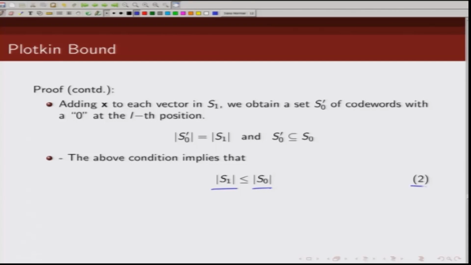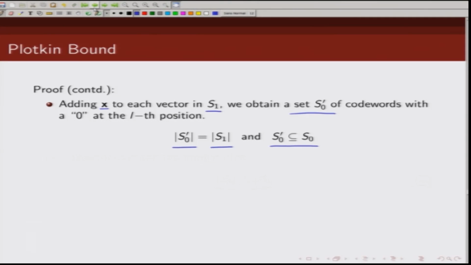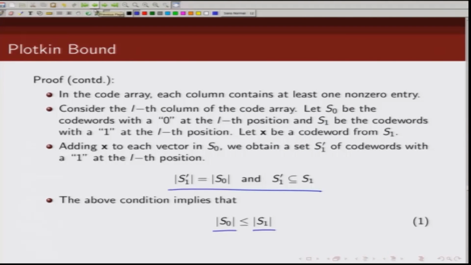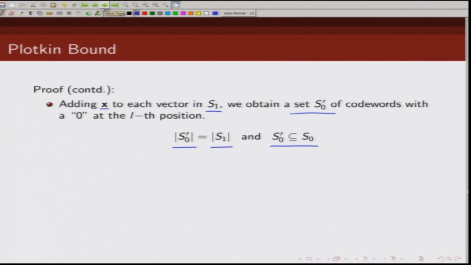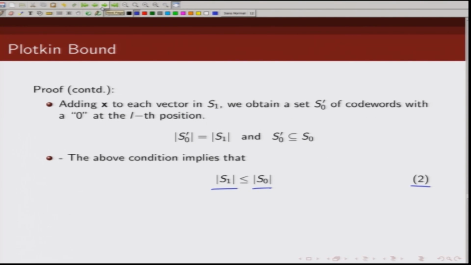Now, if we look at relation 2 and relation 1, here we got the condition that the number of code words which have 0 at the ith location is less than or equal to the number of code words which have 1 at the ith location, and here we got this condition that the number of code words which have 1 at the ith location is less than or equal to the number of code words which have 0 at the ith location.